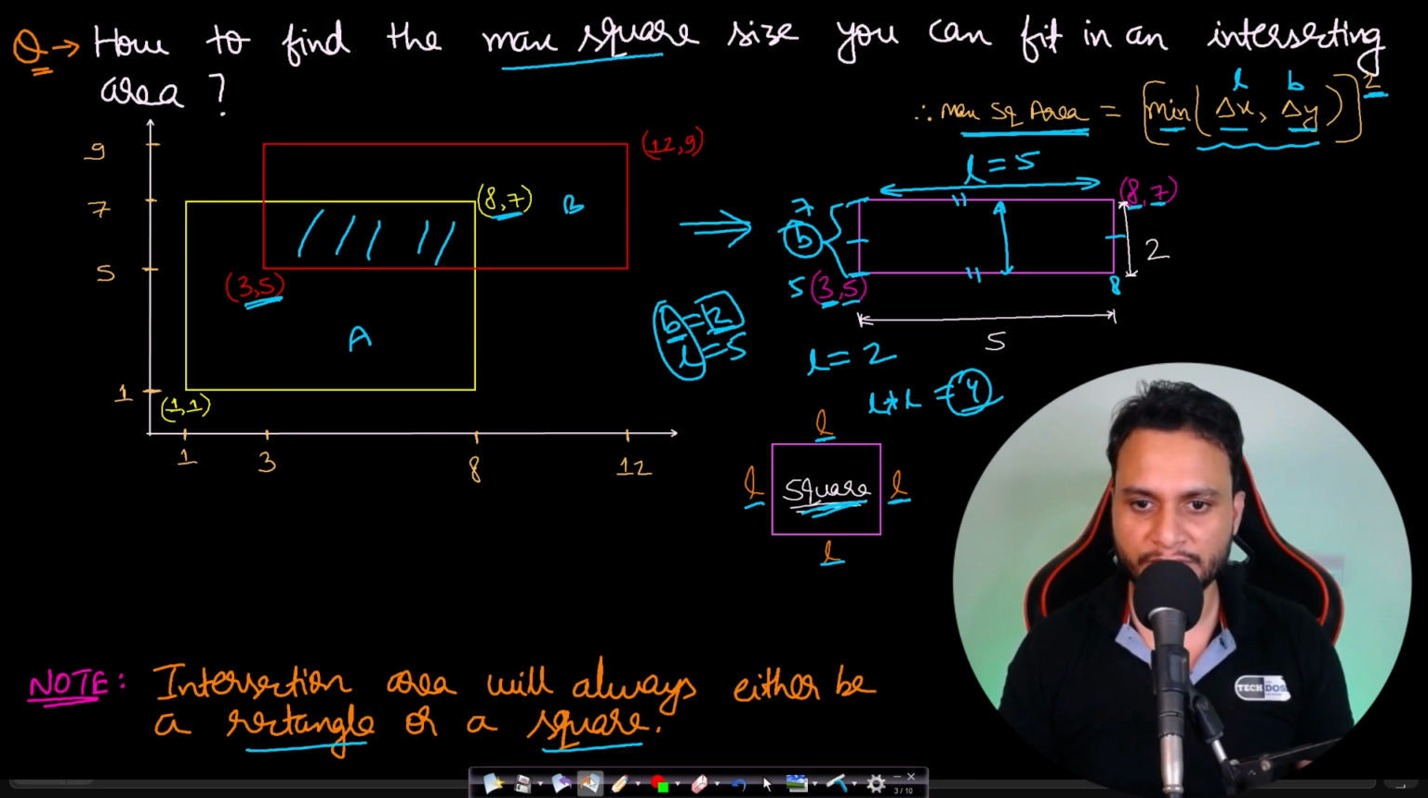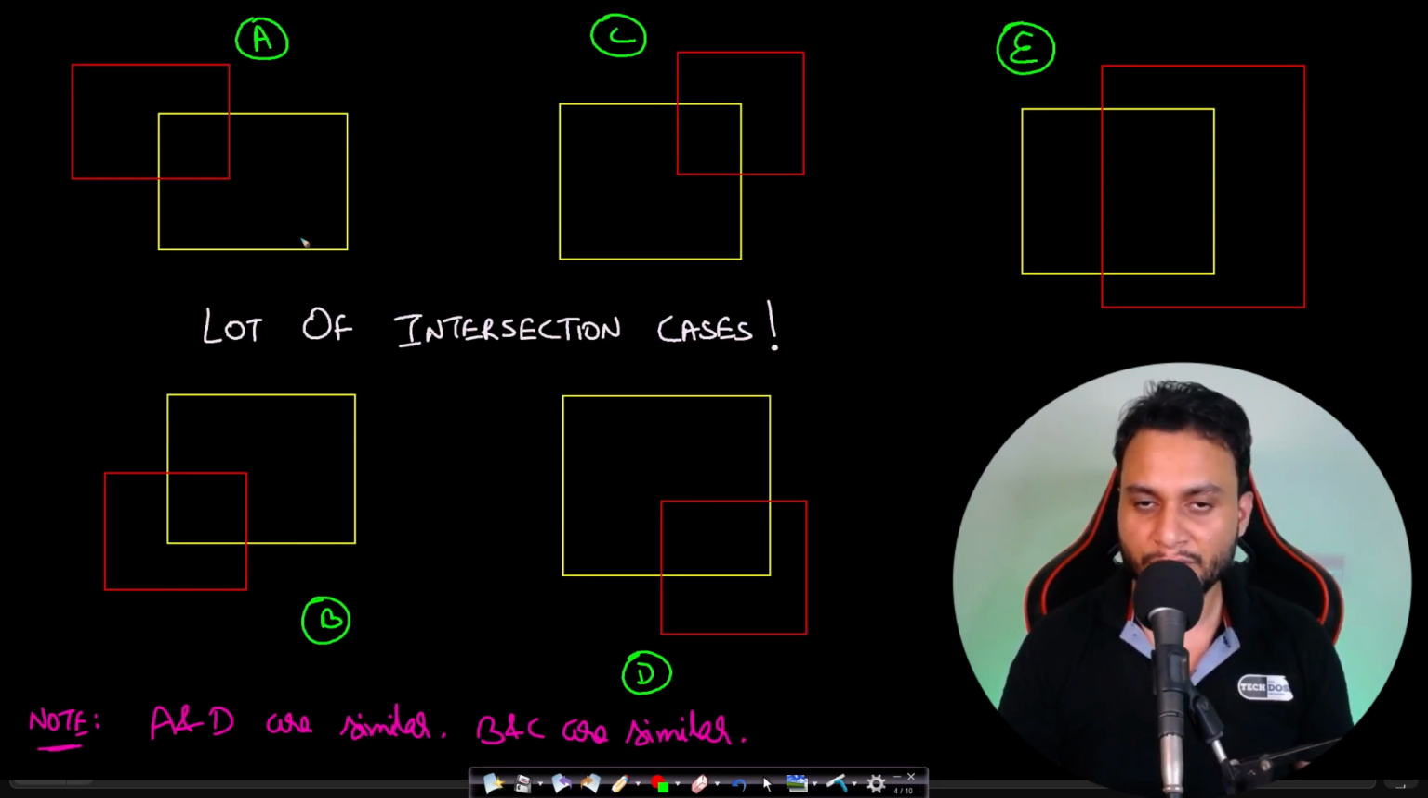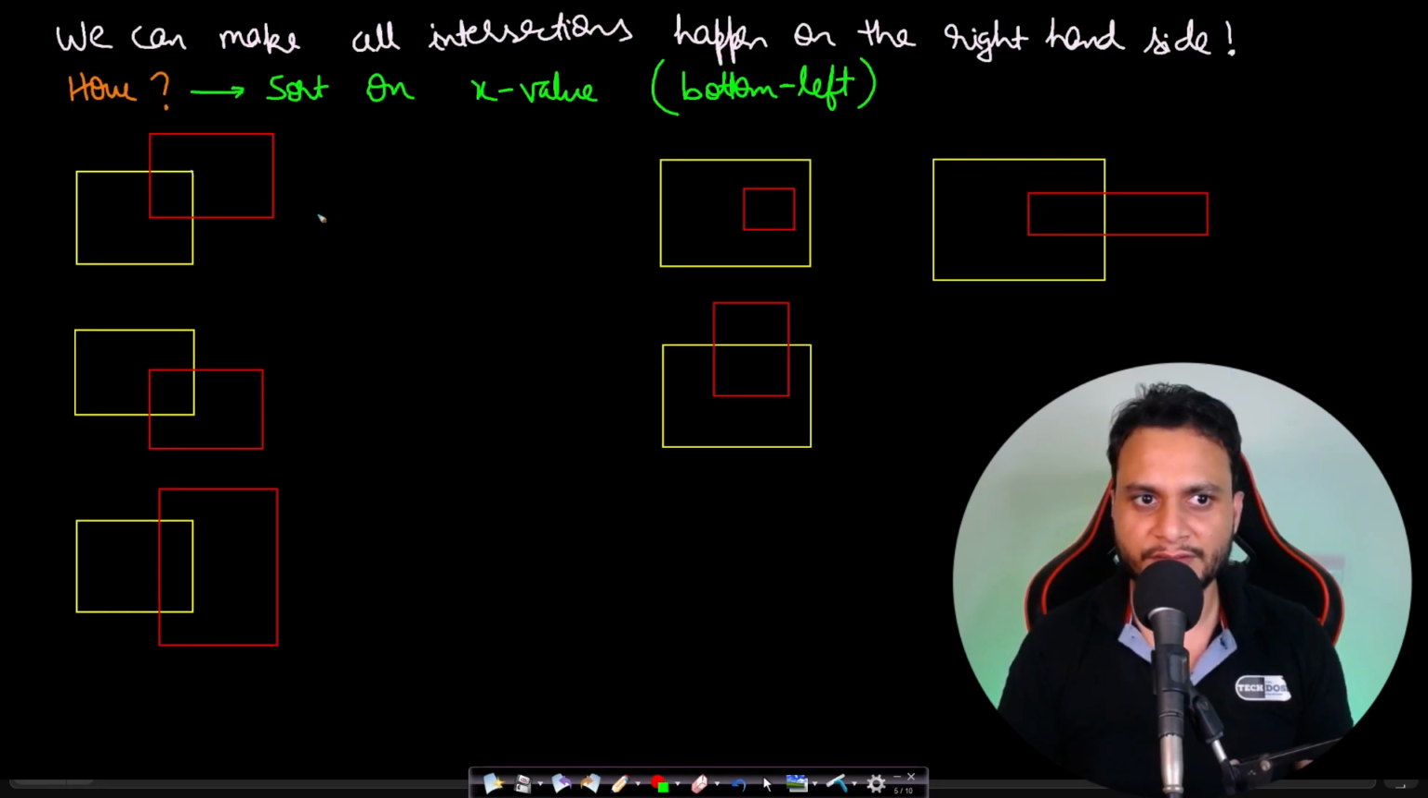So let's move on to the next thing. The next thing to consider is how many intersection cases can arise. And if you start thinking, there will be a lot of intersection cases. I have just drawn 5 of them, but there will be a lot of cases. So how do we actually solve and simplify all these intersection cases? Now, simplification is easier. We can make all the intersections happen on the right hand side.